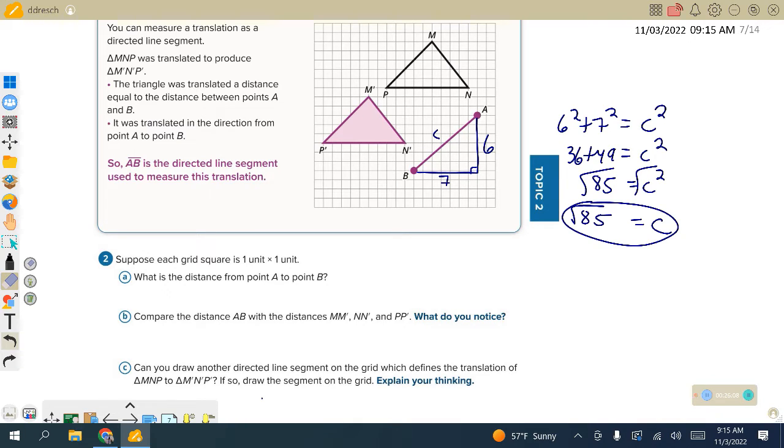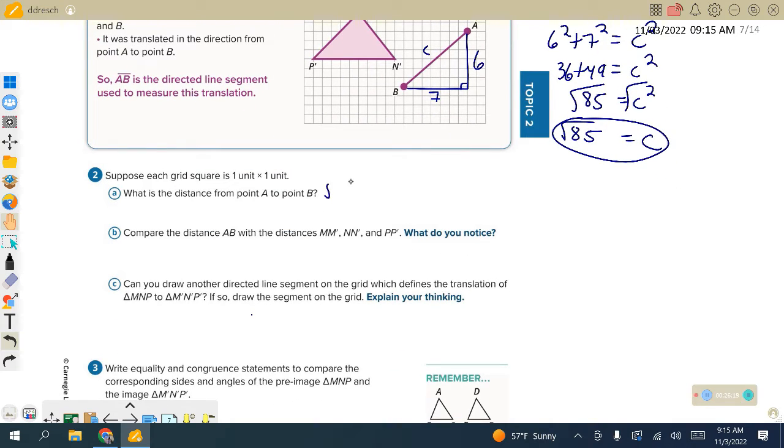Now technically we have again a positive and negative, but this is a distance and it doesn't make sense to say negative square root of 85 units. So what's the distance from A to B? It is square root of 85 units.